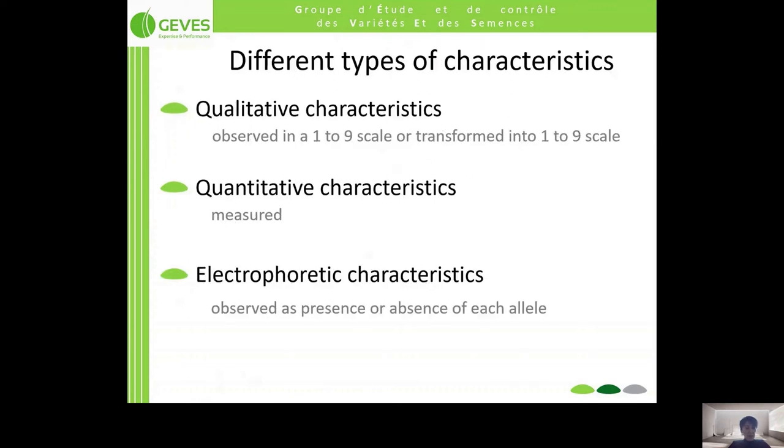Now, let's see what types of characteristics are used in Gaia. You can have characteristics obtained from observations made in the field at the various phases of evolution of the plant, like qualitative characteristics observed in a 1-9 scale or transformed into a 1-9 scale. You can also have quantitative characteristics, or you can use characteristics obtained from observations made in the laboratory, like electrophoretic characteristics, which are observed as presence or absence of each allele.